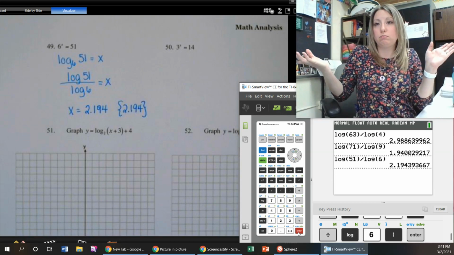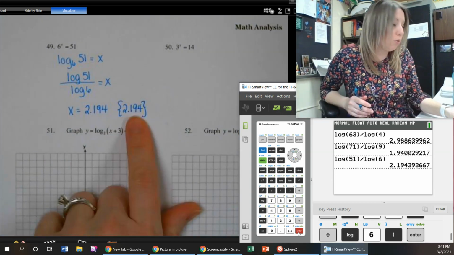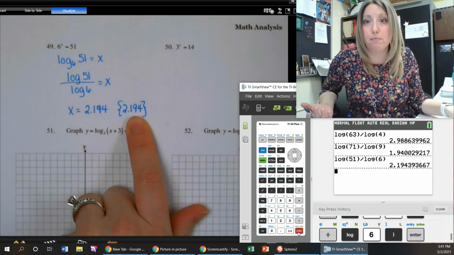There you go. That's what you would enter in the Google form because I'm asking you to round to the nearest thousandth anyway.